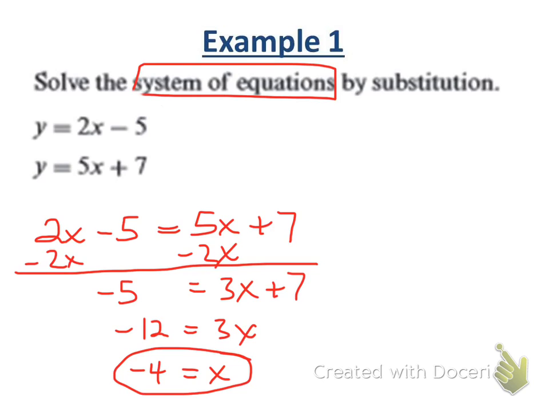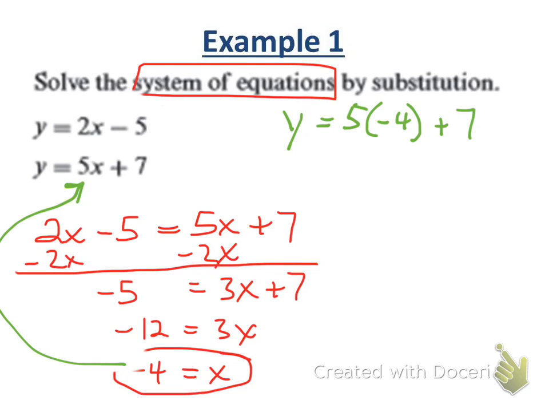We substitute again, right? x is negative 4, so I can take this value for x and plug it in right there into either of those original equations. I'm actually going to plug it into both just to be safe. 5 times negative 4 plus 7. That's negative 20 plus 7, which is negative 13.